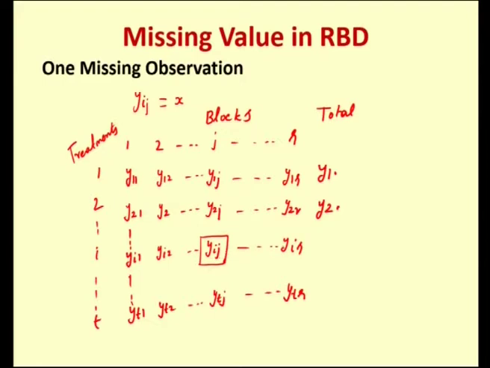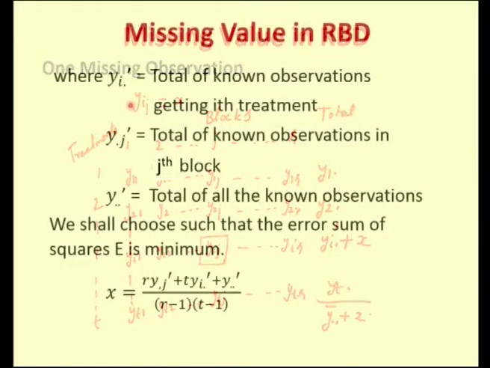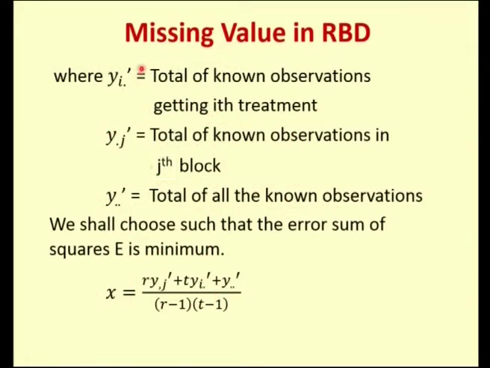and since this observation is not known, is missing, this total we can write as Yi dot dash plus the missing observation, since we assumed it as X. So, this is Yi dot dash plus X, and for the Tth row the total is Yt dot, and the grand total would be Y double dot dash plus X. So, in the table Yi dot dash is nothing but the total of known observations getting the ith treatment, and Y dot j dash is the total of known observations in the jth block, and Y double dot dash is the total of all the known observations.